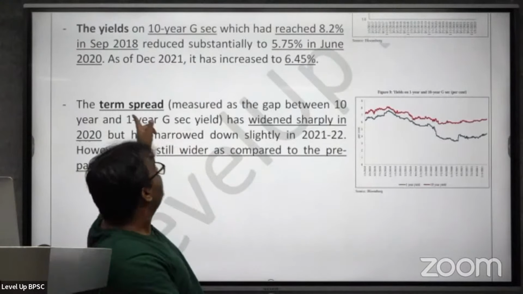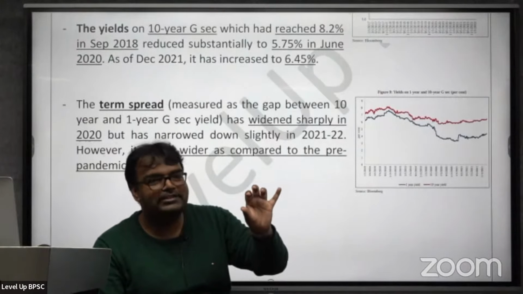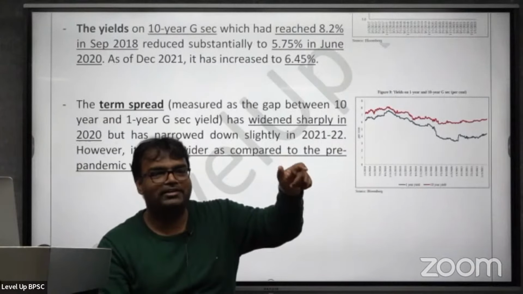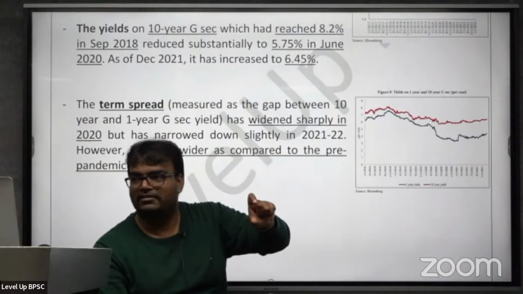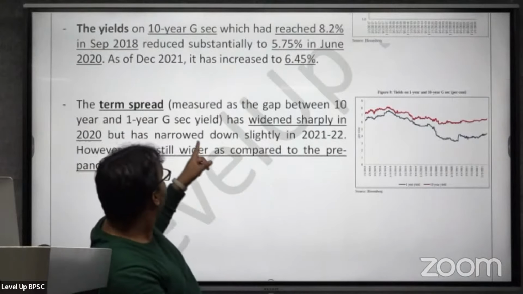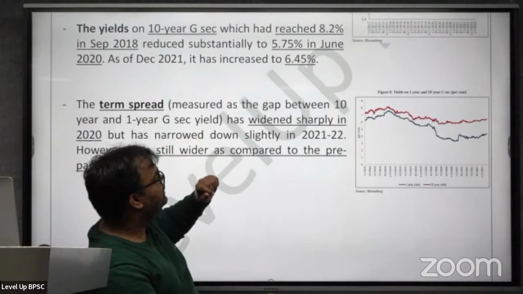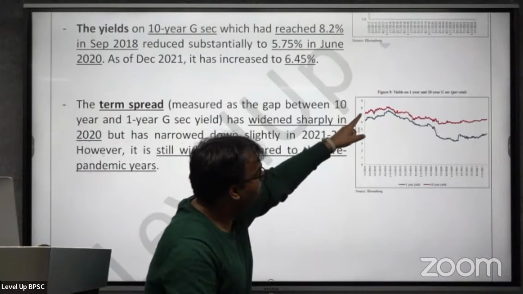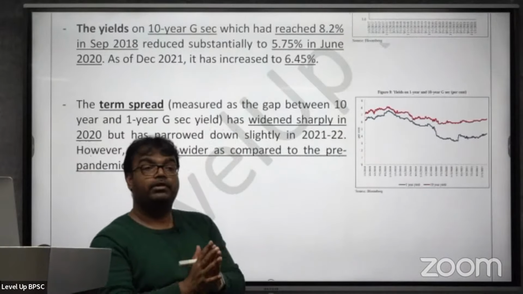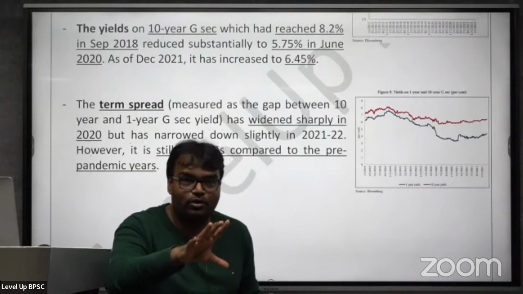तो the term spread, what is meant by term spread? Term spread is the difference in the interest rate, difference in the yield of government bonds of 1 year and 10 year. Did you get it? So measured as the gap between 10 year and 1 year government security yield. 10 year आप देखेंगे ऊपर इंटरेस्ट रेट ज्यादा कहां पे जाएगा? 10 year वाले में. कम कहां पे जाएगा? 1 year वाले में.